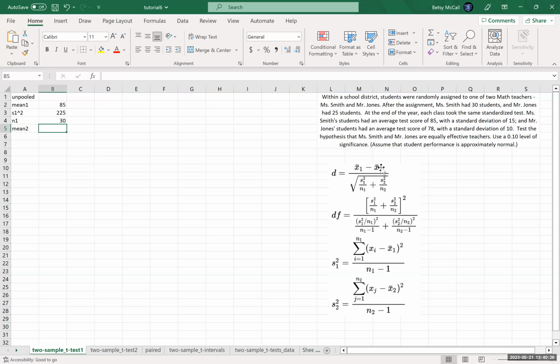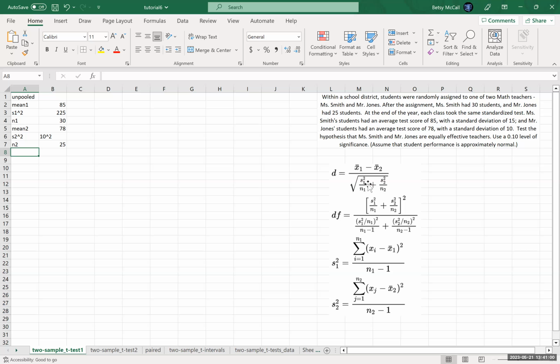That's our X bar 2, and that is 78. And we need S2 squared. That is 10 squared. And then finally, we need N2, which is 25. Okay, so those are our input values. And so now what we want to do is start calculating our test statistic.